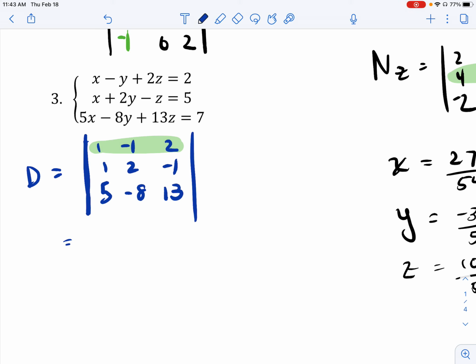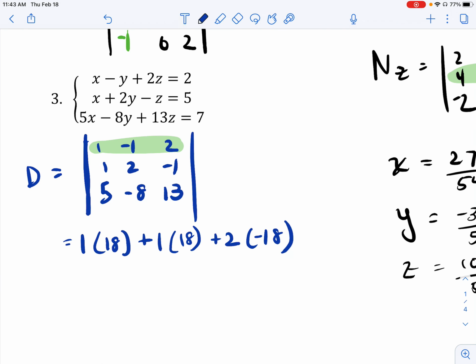And then that would give me what? 1 times, let's see, that gives me 26 minus 8, that's 18, plus, and I'm going to say plus here because I'm subtracting a negative 1. So plus 1 times, ignore that column and row, that's 13 minus negative 5, so that's positive 18. And then plus 2, which then I would take negative 8 minus 10, that's negative 18.